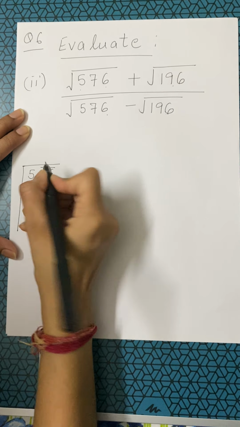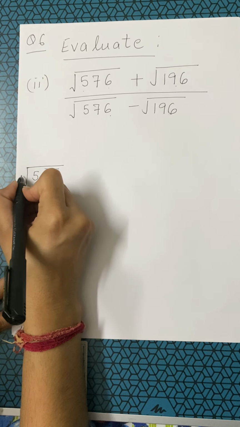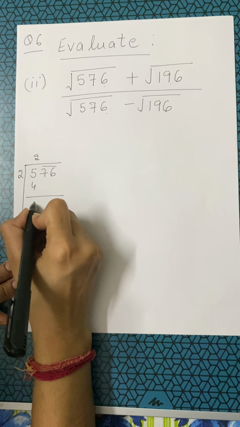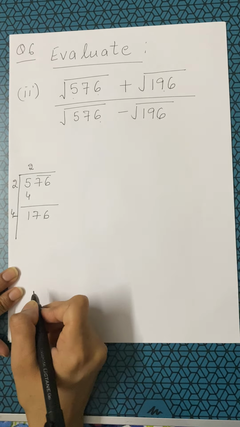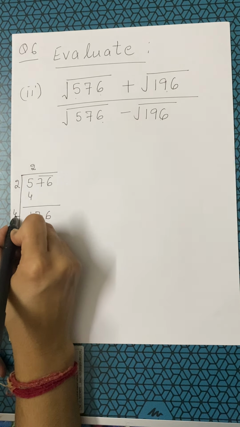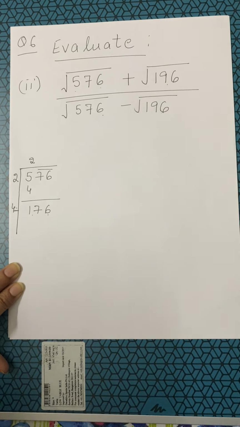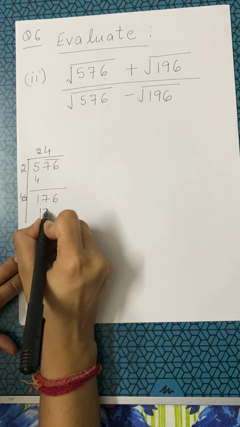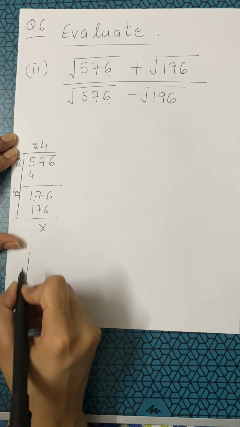576. I'll start pairing the digits. So the perfect square which is near to 5 is 4. That is 2 2s are 4. So 176 here, it will be 4. I'll put a dash here. I need to find a number which is to be multiplied with 4, written with 4, so that I can get 176. When I tried, I found it is coming out to be 4. So this is 176.